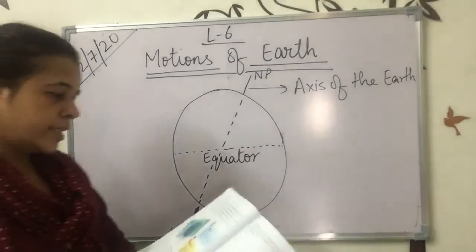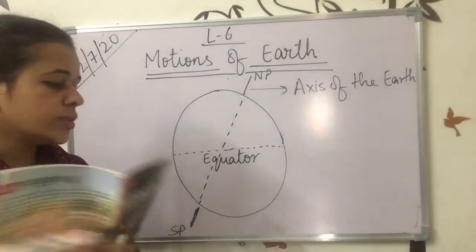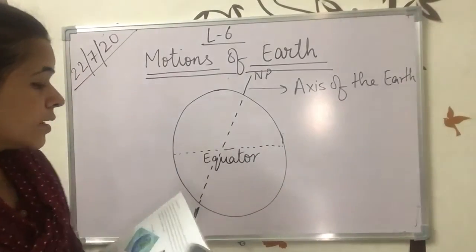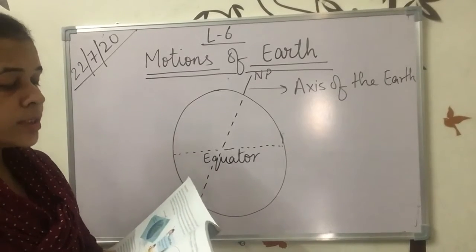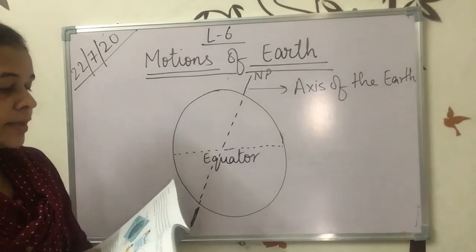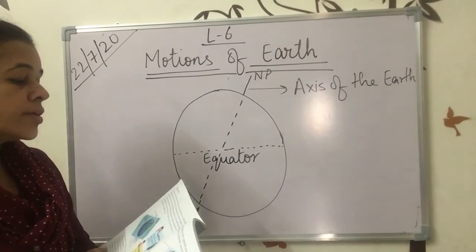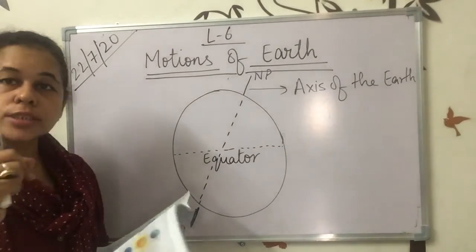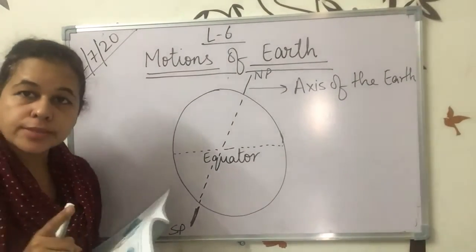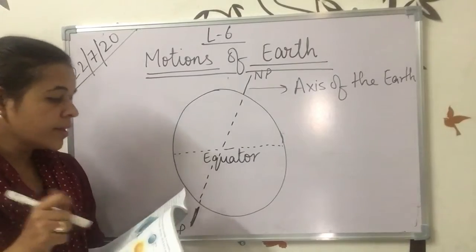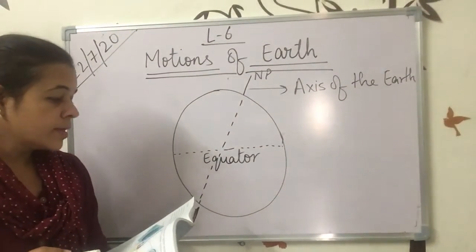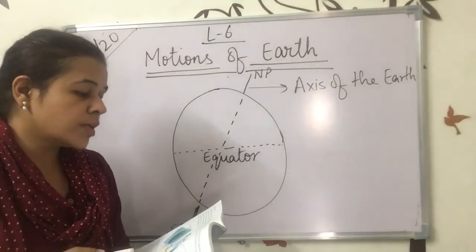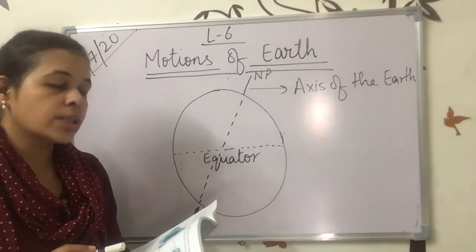Open page number 38. So we start with the revolution of the earth. The earth not only rotates on its axis, but it also moves around the sun in a fixed path. This movement of the earth is called revolution. The earth moves around the sun and that path is fixed, it doesn't change. Thus rotation and revolution happen at the same time. The earth and other planets move around the sun in a fixed path called the orbit.